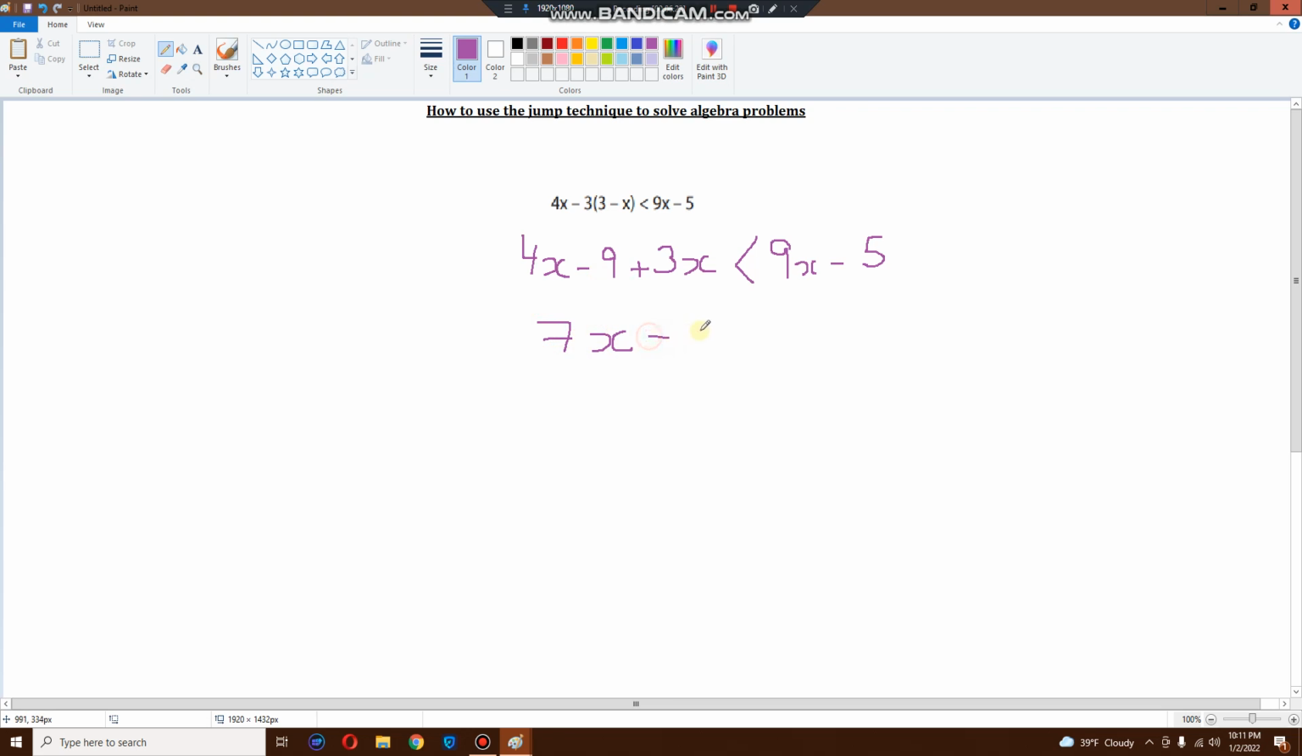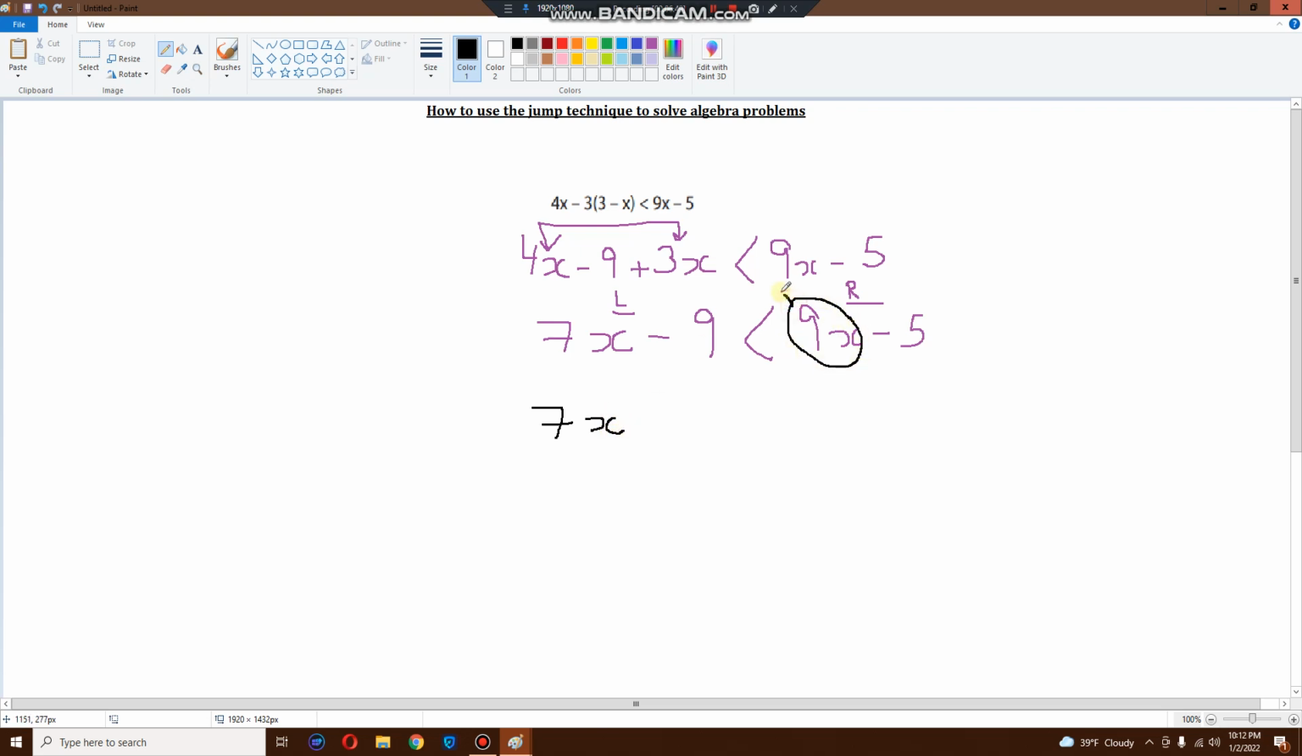Minus 9 is minus 9 over here. And it's less than 9x minus 5. Okay? All I did was 4x plus 3x, combining like terms. Alright, now I need x to be on the left side of my inequality sign. So let me get all the x numbers on the left side. 7x is already in a good position, no problem there. 9x, however, is not. 9x is on the right side.